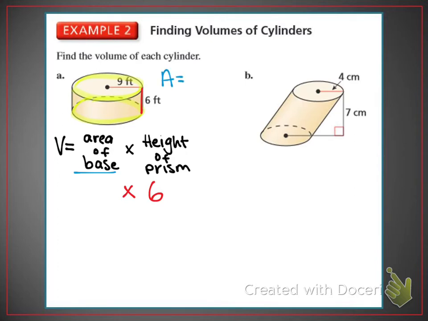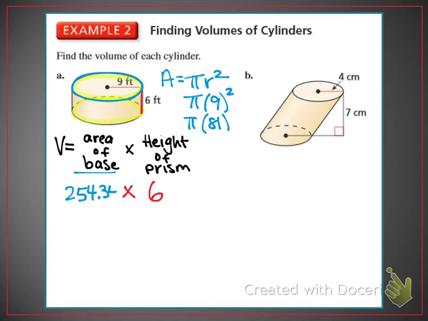If you are using a scientific calculator, you still need to use 3.14 because that's what the answer key will be in. Okay, you will need a calculator. What is the area formula for my circle? Pi r squared. And am I given the radius here? Yes, it's 9. All right, 9 squared is? 81. So you want pi times 81. 254.34? Okay. So that's the area of the base. Okay, we just plug it in for area of the base, and now we multiply it times the height.